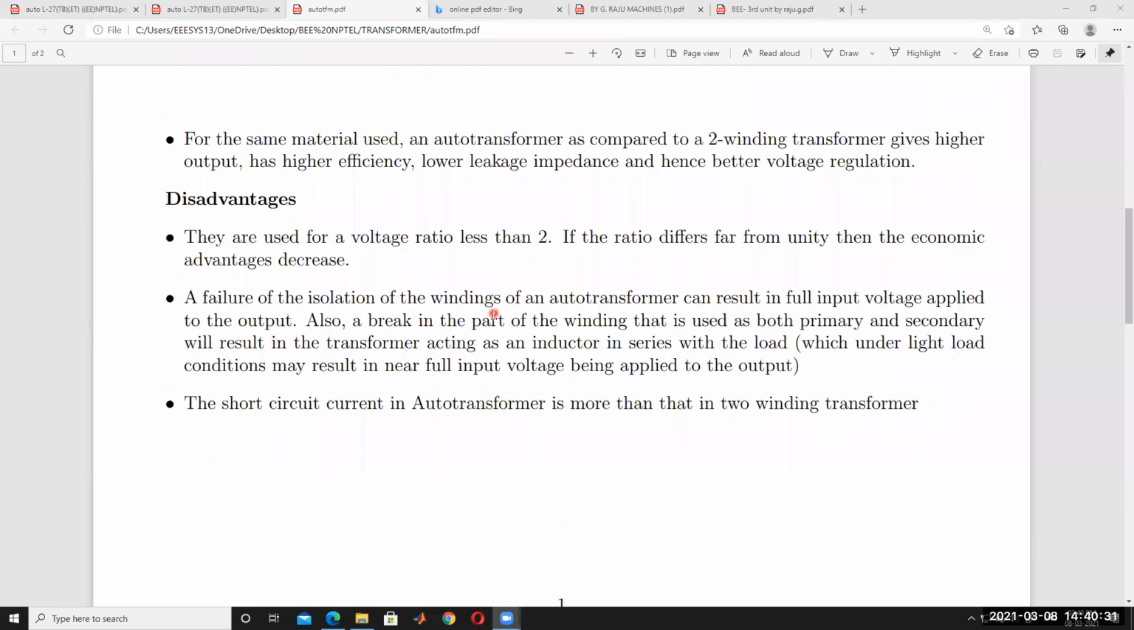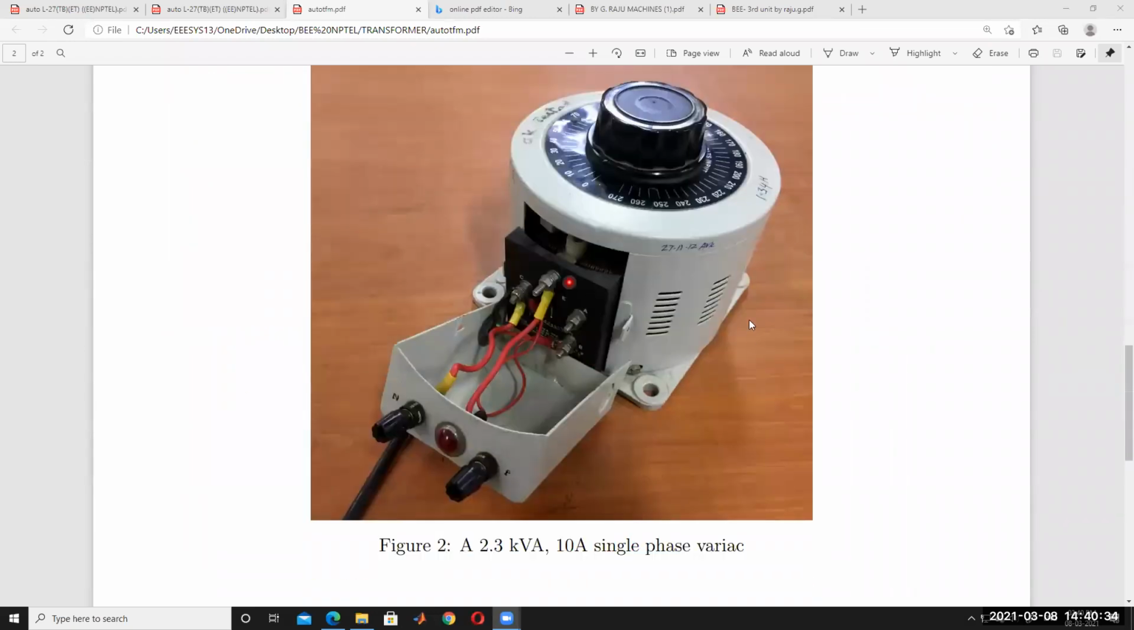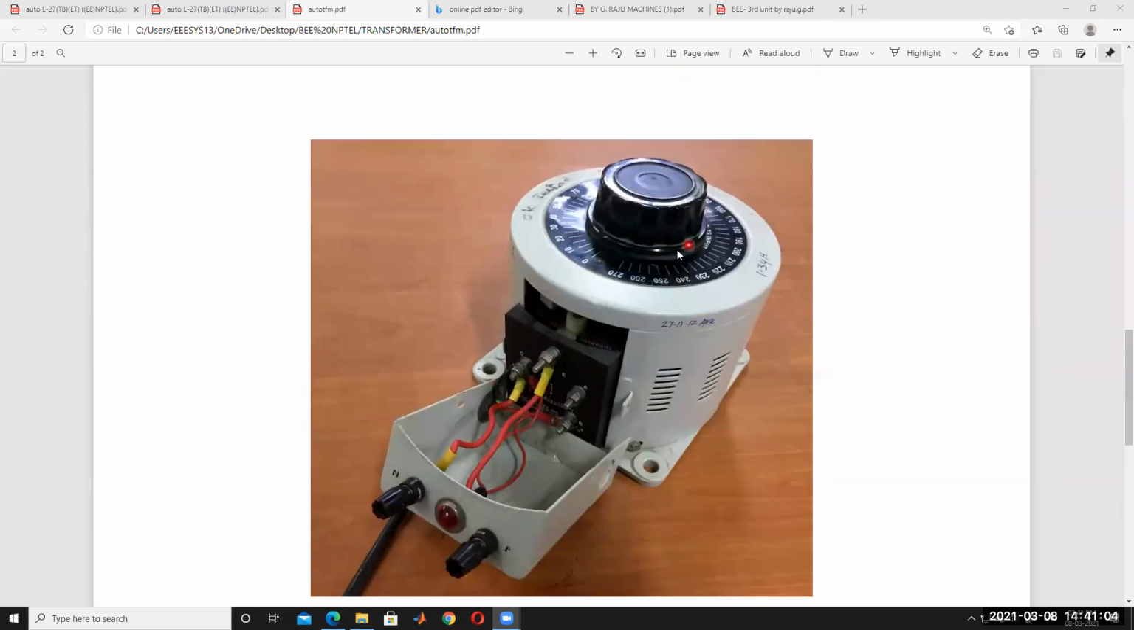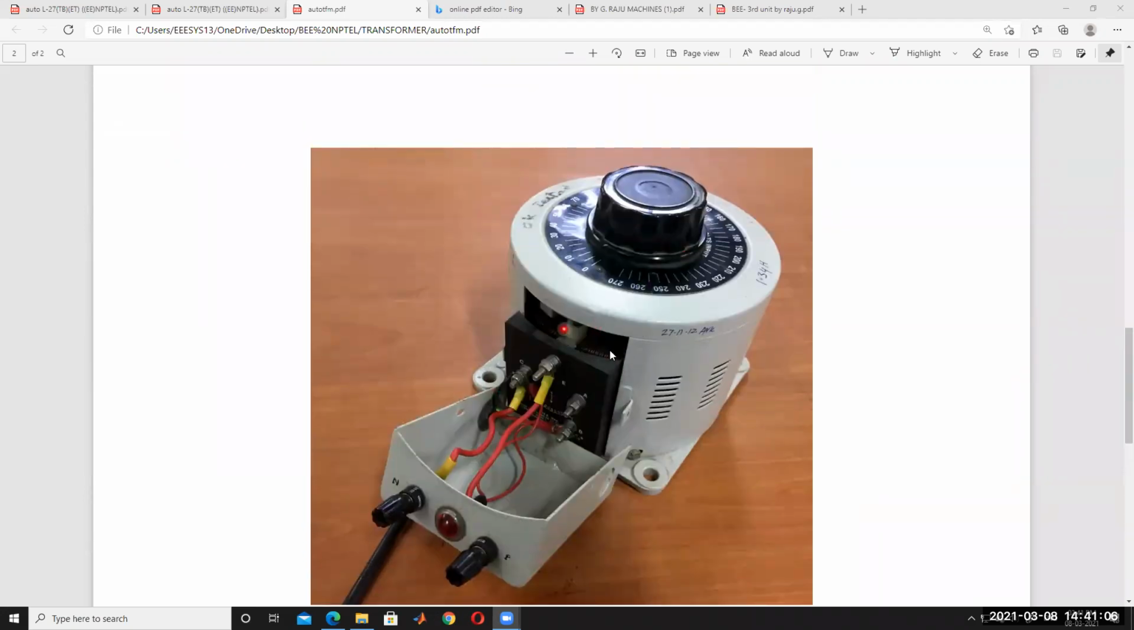So this is the auto transformer. This transformer is available in the lab. We have one lab, called the BW lab. In that lab, by using this, you are varying the output voltage from 0, 10, 20 up to a maximum of 270 volts, single phase. The rating of this transformer is 2.3 kVA, 10 amps single phase variac. Inside the transformer, one winding is there.